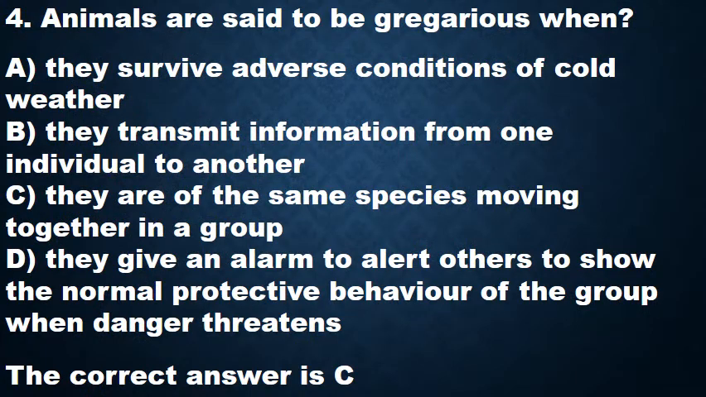4. Animals are said to be gregarious when A. They survive adverse conditions of cold weather. B. They transmit information from one individual to another. C. They are of the same species moving together in a group. D. They give an alarm to alert others to show the normal protective behavior of the group when danger threatens. The correct answer is C.